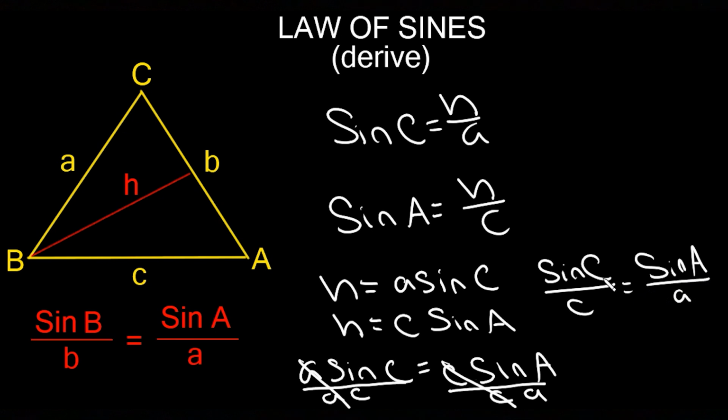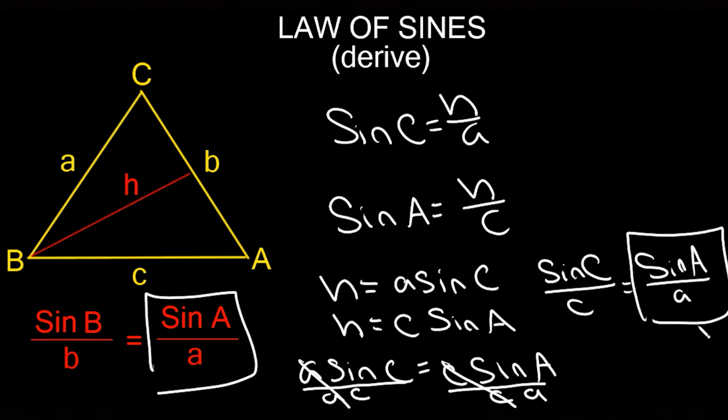Well, go back to the other two that we already found, and you can see that I have right here that sine A over A is equal to sine B over B. But I'm also saying right here that sine A over A is equal to sine C over C. Meaning we have three different ratios here that we can set equal to each other because they are in fact all equal to each other. So why don't we go ahead and do that?